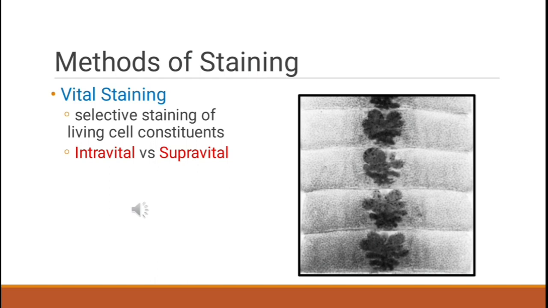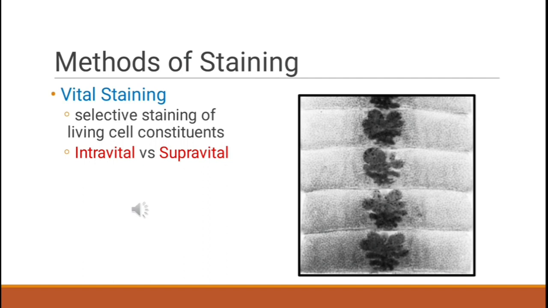Next is our vital staining. It is the selective staining of living cell constituents. We have two types of vital staining, the intravital and the supravital staining. In intravital staining, you must inject the dye into any part of the animal body. So it can be intravenous. The commonly used intravital stains are lithium carmine and India ink.